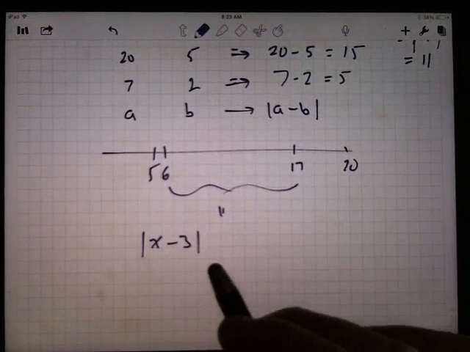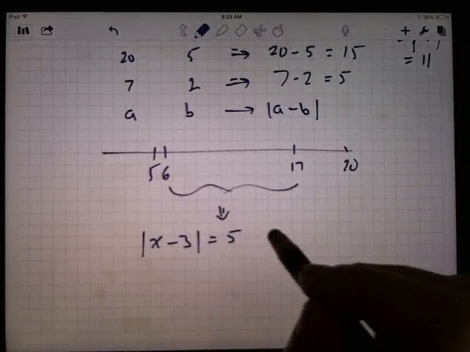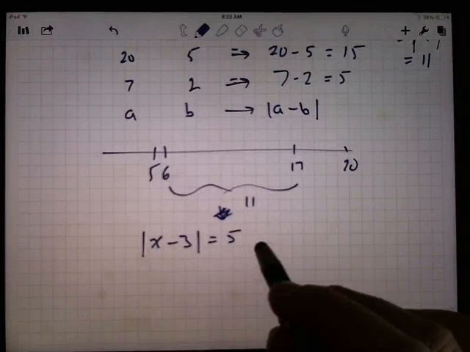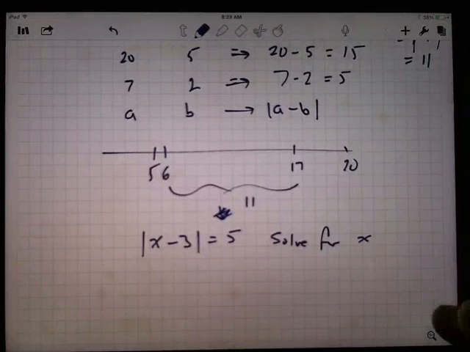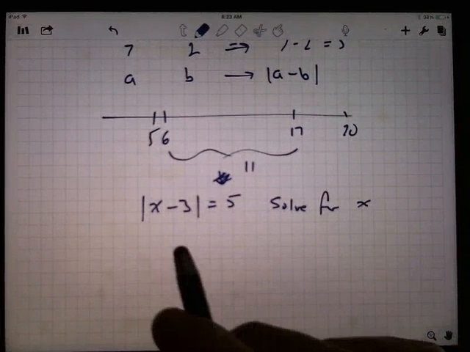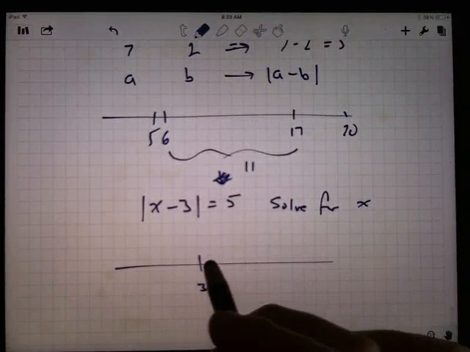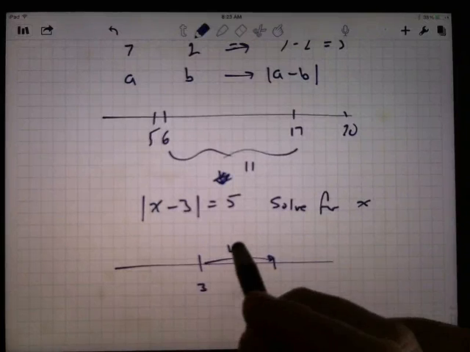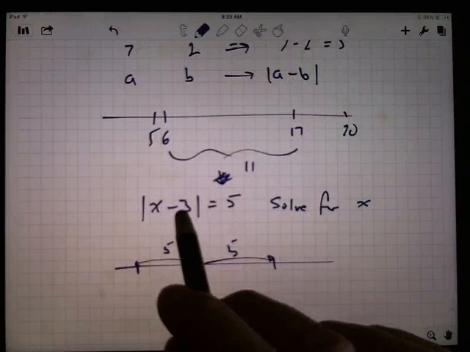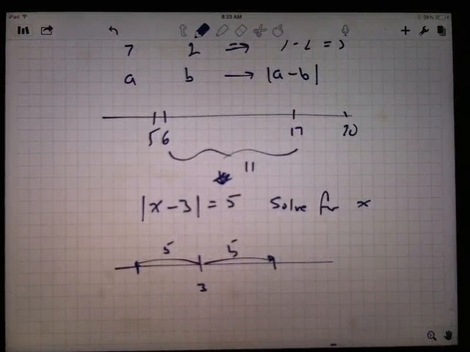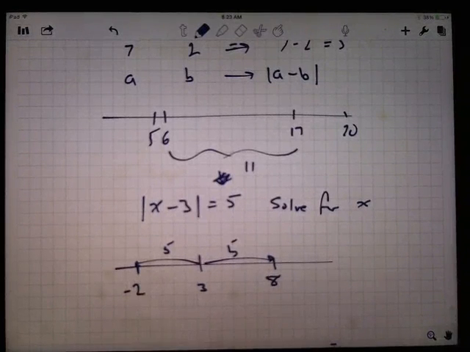Okay. So if I look at something like the absolute value of x minus 3, that's the distance between x and 3. So if I have an equation like the absolute value of x minus 3 equals 5, and I'm saying solve for x, I want to know what are the x values whose distance from 3 is equal to 5. Well, this is 3, and I go 5 this way, and I go 5 that way, and I've got two numbers here that are 5 units away from 3. So that would be 8 on this side and negative 2 on that side.